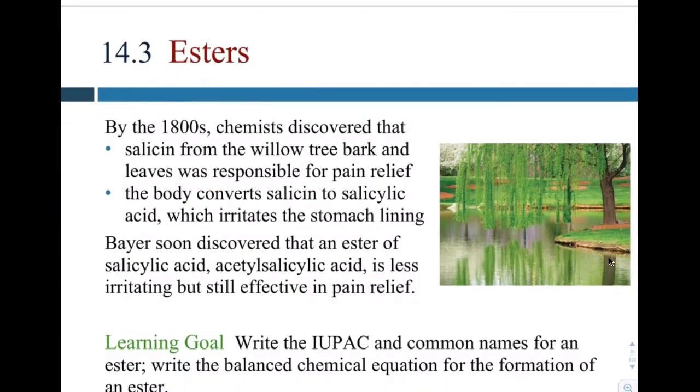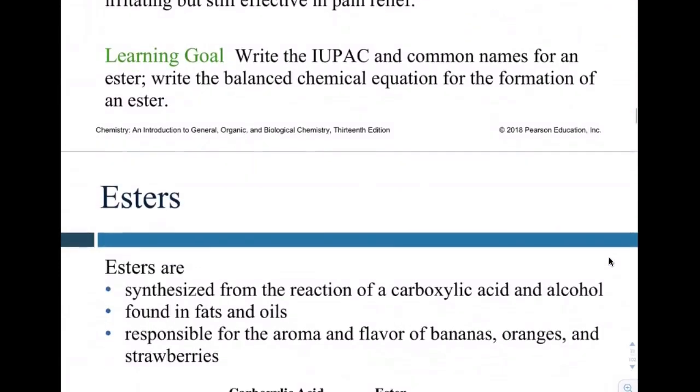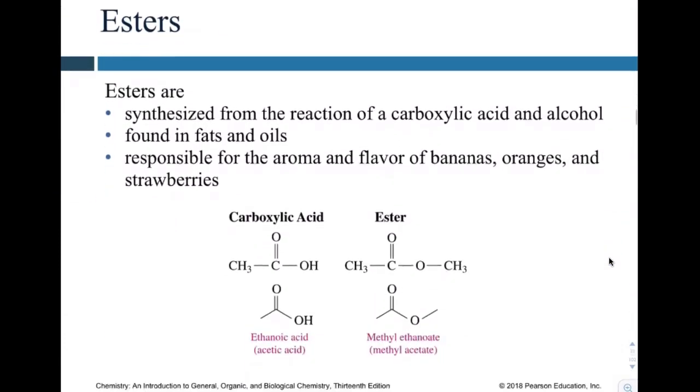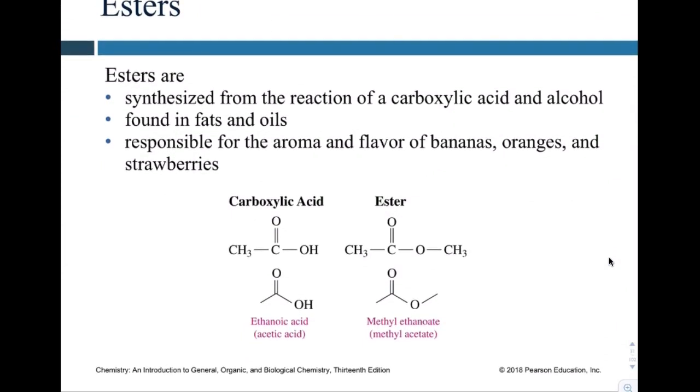Alright, so carboxylic acid has a cousin, and that cousin is esters. Now, have you ever taken any salicylic acid product? What about acetylsalicylic acid? You have taken that if you've ever taken aspirin. Esters are formed from carboxylic acids and alcohols. Let's just look at the difference here.